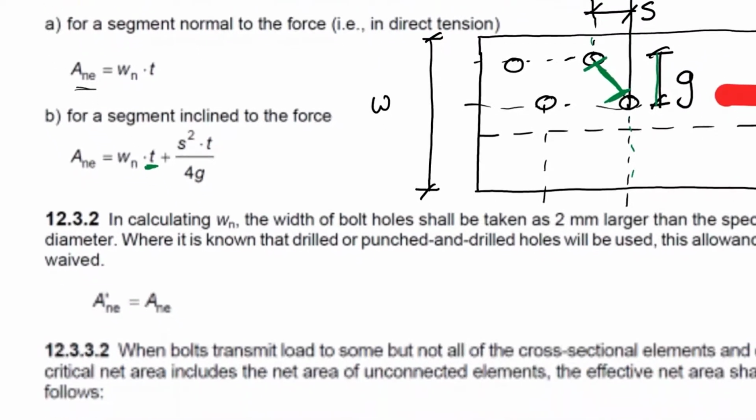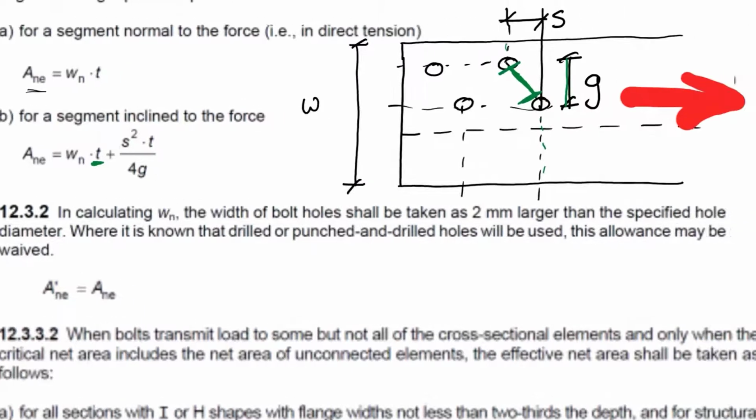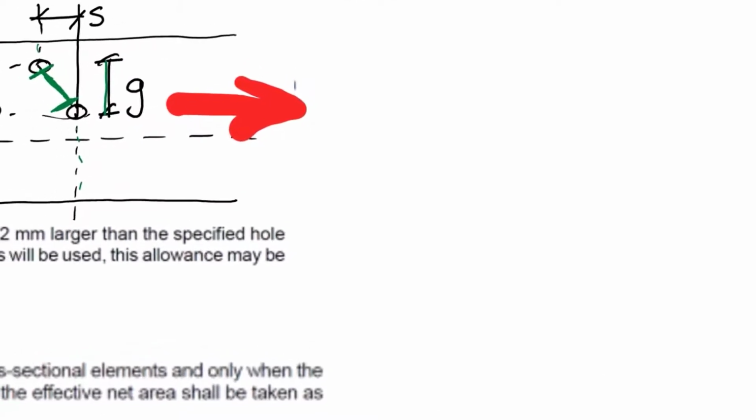Now, in calculating Wn, the width of the bolt hole shall be taken 2 mils larger than the specified hole diameter. Where it is known that drilled or punched in drills holes will be used, this allowance may be waived. So what does that mean, and why do we care?